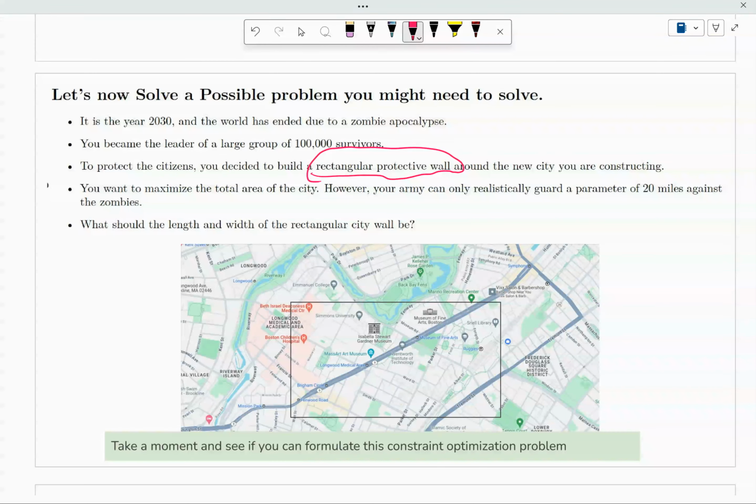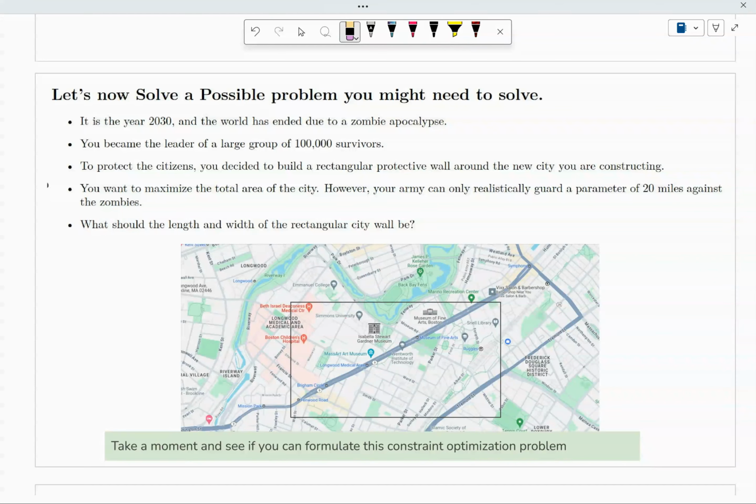So you're thinking, why don't we build a rectangular wall around the city that you're constructing? So you want to build a rectangular wall. Okay. Now, ideally, you want to maximize the area so we have some place to live in. While there are some constraints, even though you want to maximize the area. So this is the width times height. You want width times height to be as large as possible, right?